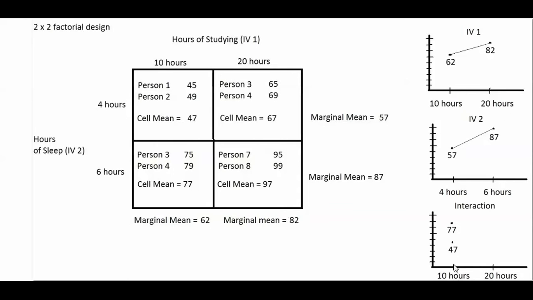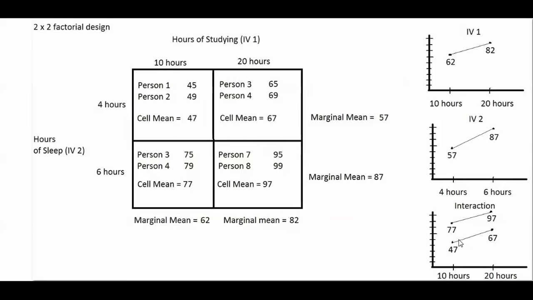So above the 10-hour tick mark, I plotted the 2 cell means in the 10-hour column, 47 and 77. Above the 20-hour tick mark, I plotted the 2 cell means in the 20-hour column, 67 and 97. Now we need to make a line connecting the 2 cell means in row 1, the 4-hour condition. We also need to make another line connecting the 2 cell means in row 2, the 6-hour condition.